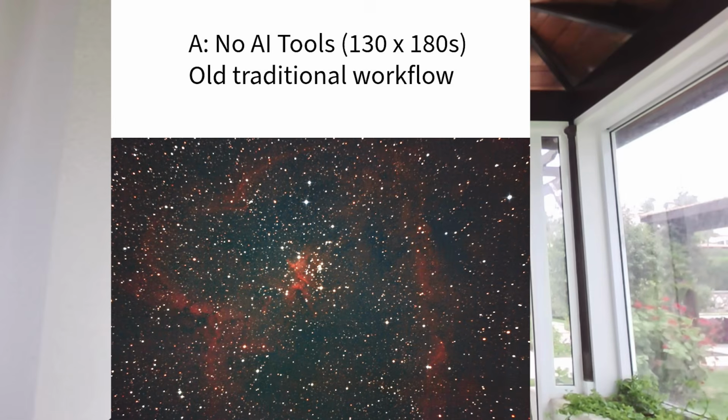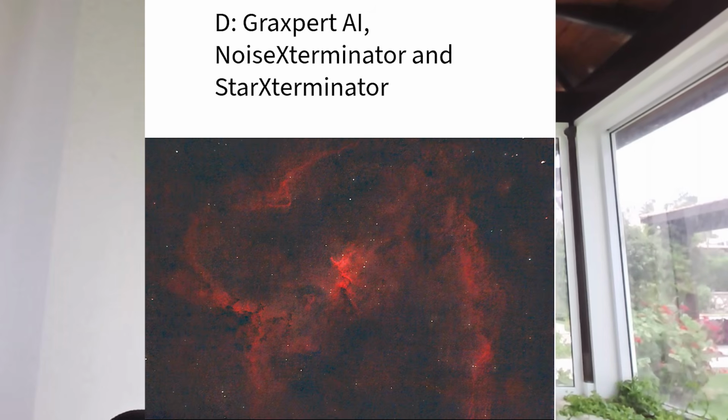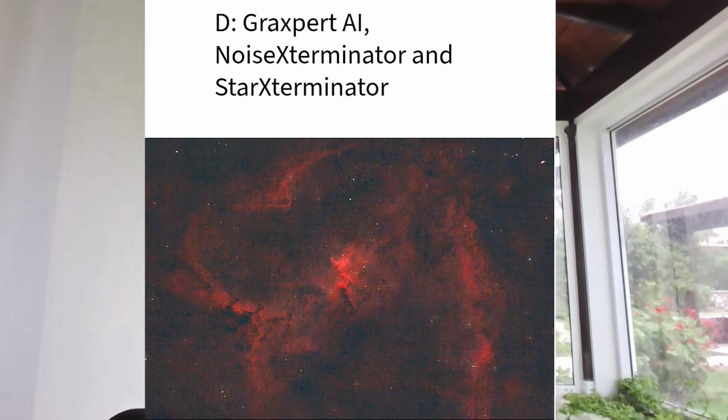nebulosity. Now version D, same data, same telescope, full modern AI workflow, GraXpert for background extraction, and I've also used NoiseXTerminator and StarXTerminator in Photoshop. The nebula structure is much richer, the background is cleaner, the detail in the outer regions is clearly more apparent and more obvious. The AI workflow on deep data produces a noticeably better result. And that's not really a surprise, is it? That's what I expected. I'm sure you did too.